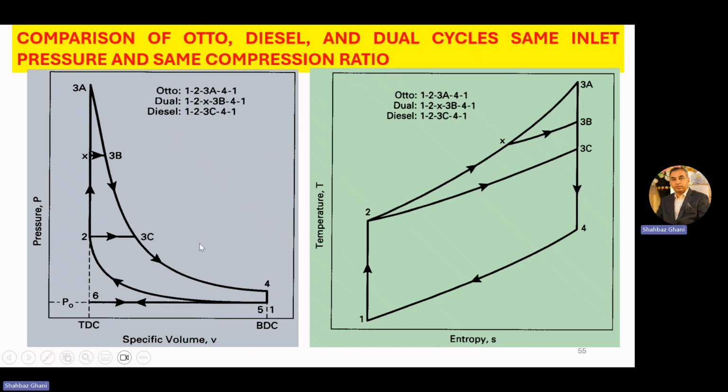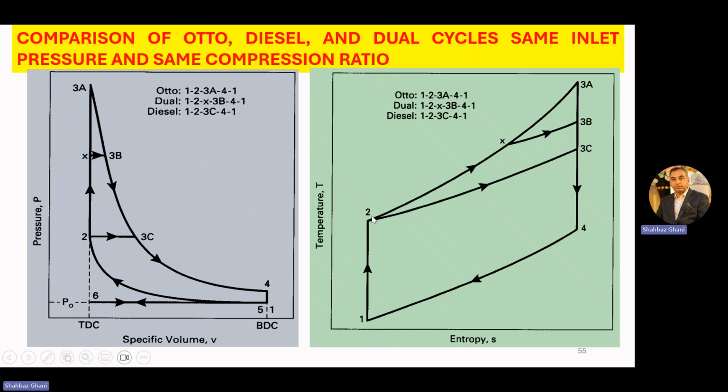In the dual cycle, it's the combination of constant volume and constant pressure heat addition. In the first part, from air at point 2 to point X, we have constant volume heat addition. And then from X to 3B, we have constant pressure heat addition. So from 3B to 4 is your power stroke, 4 to 5 is exhaust blowdown, and 5 to 6 is your exhaust stroke. Now coming towards your temperature-entropy diagram.